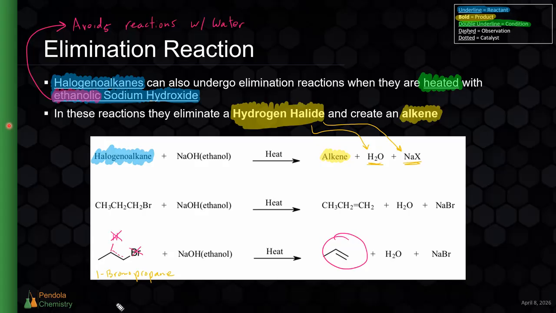We do have to be careful with this reaction though, because sometimes it can lead to multiple products. Like we mentioned before, certain reactions in organic chemistry can have multiple solutions.